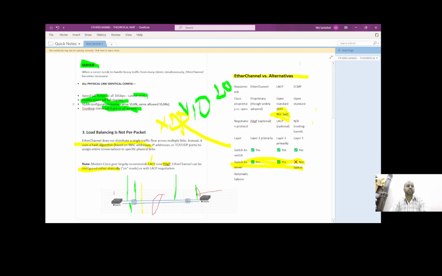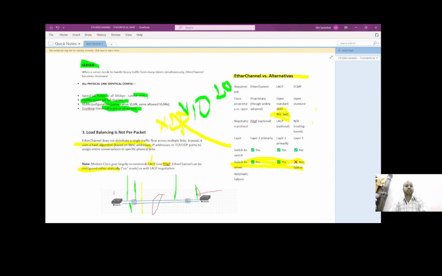When you configure the switch, you will see VLAN configuration. What is necessary for the VLAN configuration? Same native VLAN and same allowed VLAN. If you give the allowed access VLAN, then both ports need to be the same VLAN. Trunking status, what is the meaning of it? It's all trunks or all access. It means it works for access ports as well as trunk ports, both.